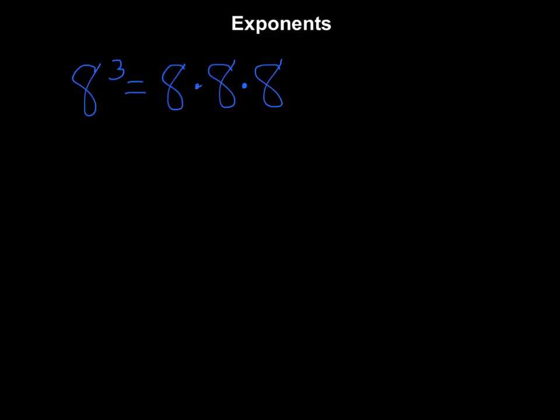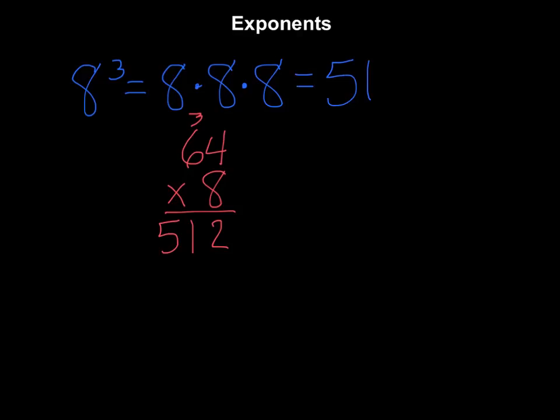So 8 times 8 is 64, and then times 8 again, probably need a little scratch work for that. So 64 times 8, 8 times 4 is 32, carry the 3, and then 8 times 6 is 48, plus the 3 is 51. So 8 to the third power is 512.